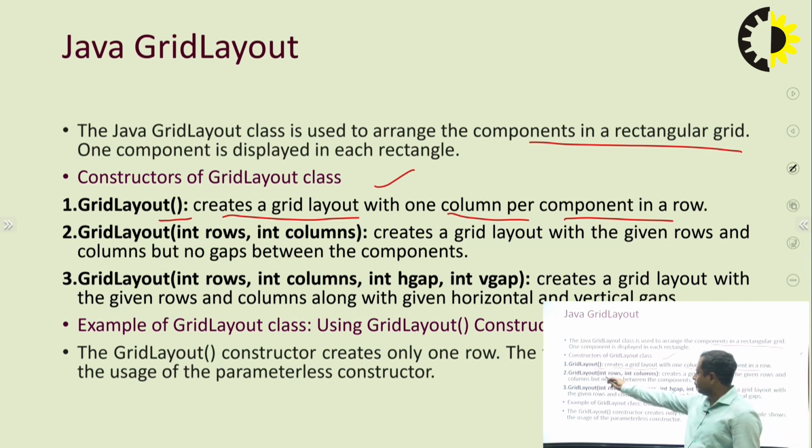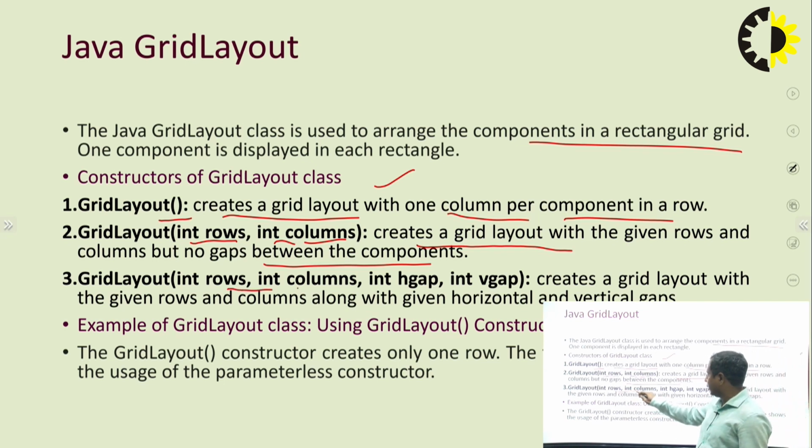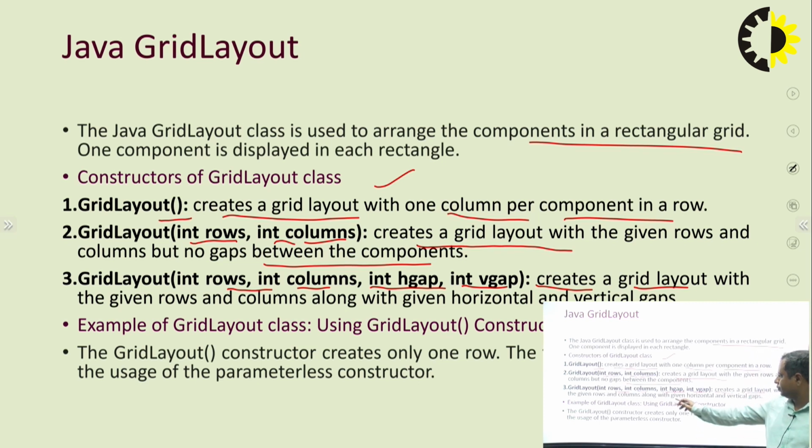Next, grid layout with parameters. One parameter provides the rows as an integer and the second provides the columns. This creates a grid layout with the given rows and columns, but no gaps between the components. Next, grid layout with rows and columns and a horizontal gap and vertical gap. This will create a grid layout with the given rows and columns along with the given horizontal and vertical gaps.